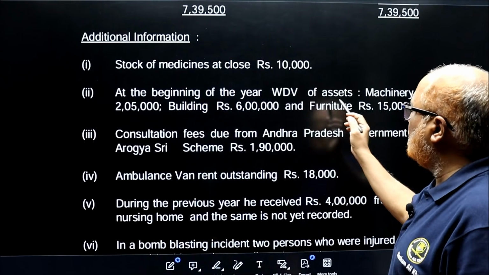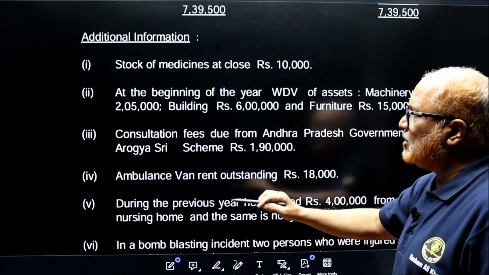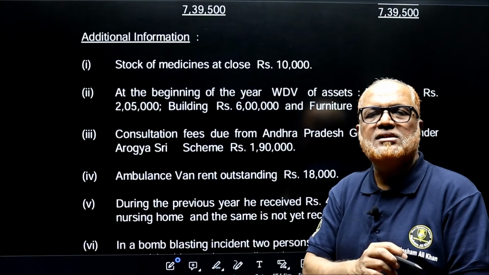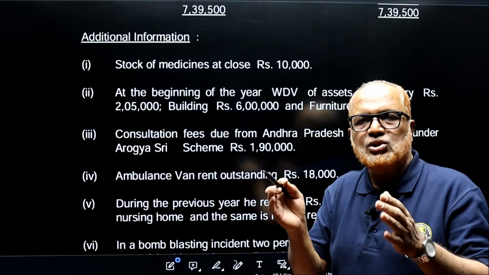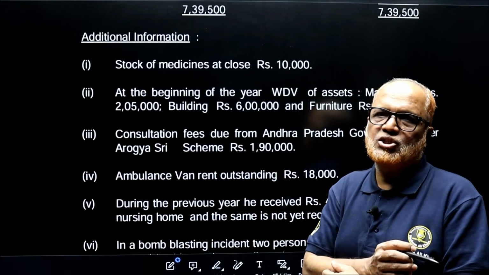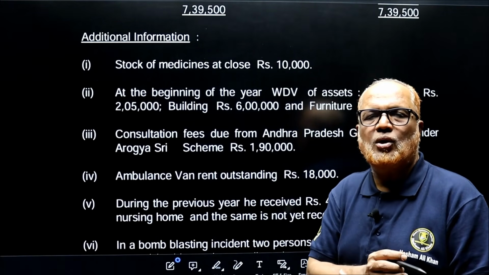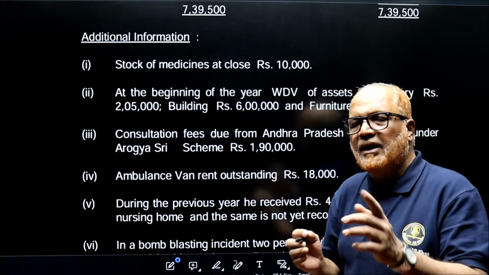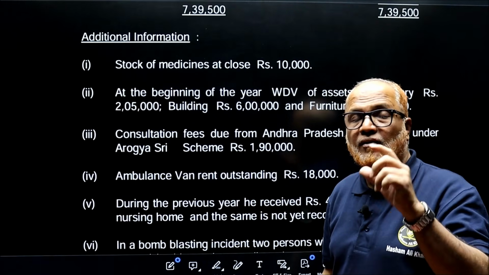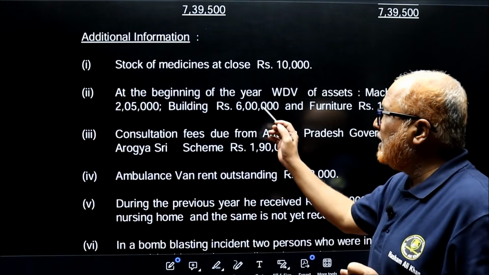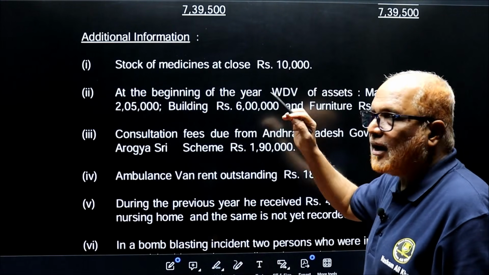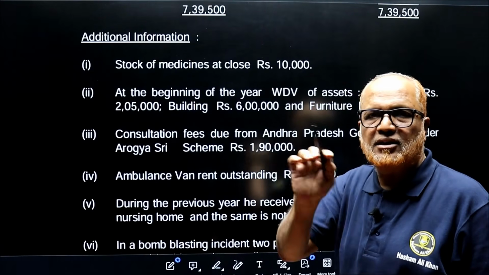At the beginning of the year, the WDV of assets: machinery 2,05,000, building 6 lakh and furniture 15,000. Depreciation is allowed. When the building is used for professional purposes, it is a non-residential building, so 10% is the rate of depreciation on the building. Machinery rate of depreciation is 15%, building is 10%, on furniture it is 10%, and on books it is 40%. Write it down.